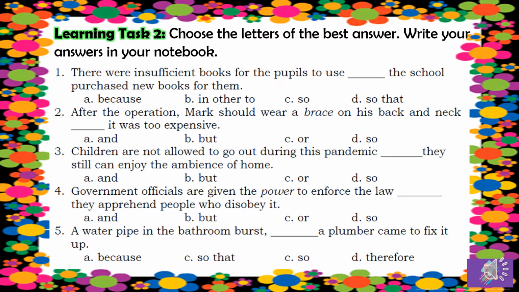Number 3, children are not allowed to go out during this pandemic. Blank, they can still enjoy the ambience of home. Number 4, government officials are given the power to enforce the law. Blank, they apprehend people who disobey it. And number 5, a water pipe in the bathroom burst. Blank, a plumber came to fix it up.